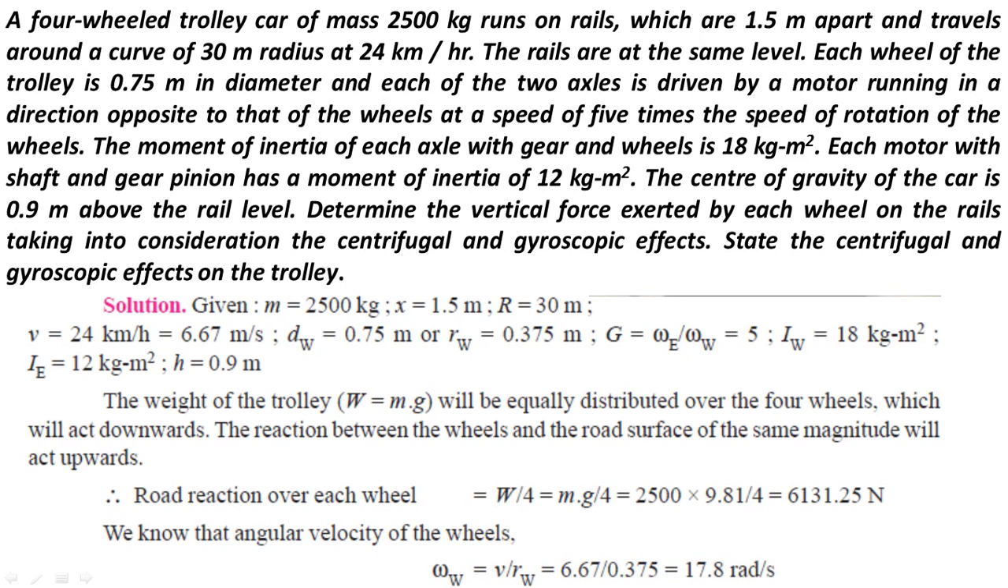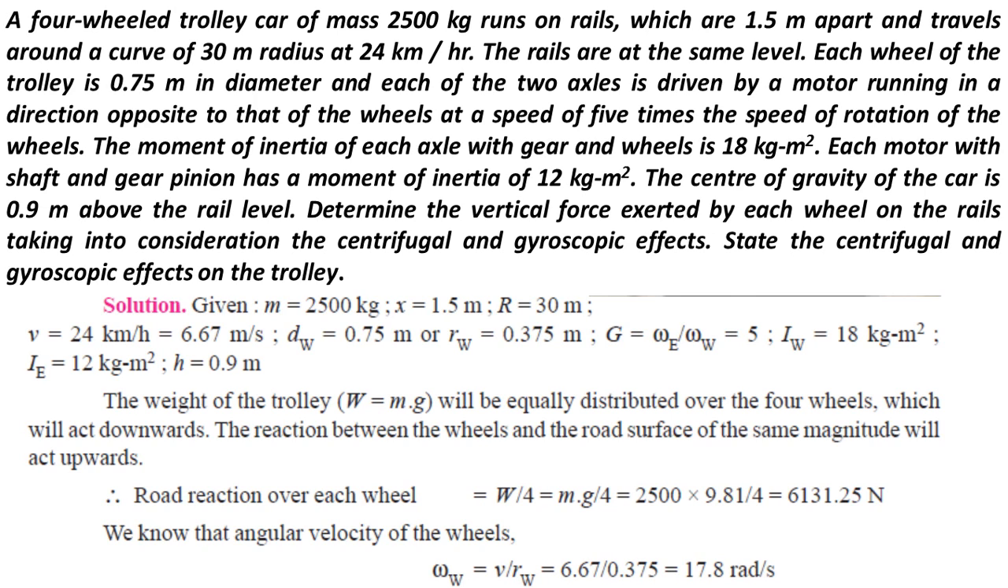Let's see one more problem on gyroscope. A four-wheeled trolley car of mass 2500 kg runs on rails which are 1.5 meter apart and travels around a curve of 30 meter radius at 24 km per hour.